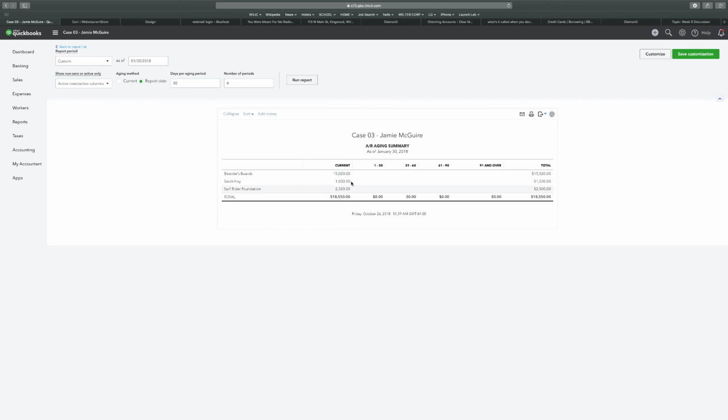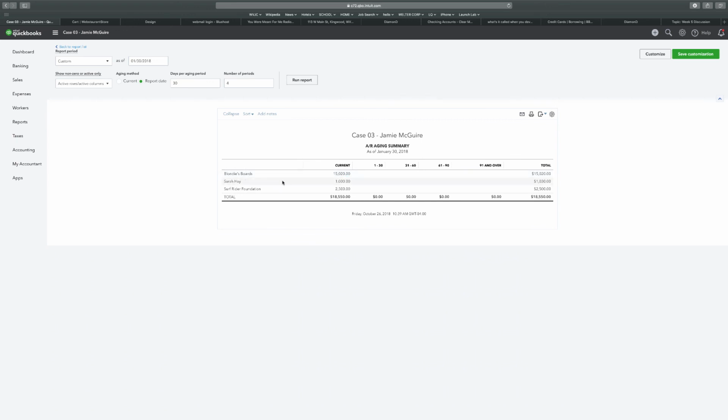So it says current, and then it says 1 to 30. So this means 1 day to 30 days past due. So this transaction could have happened a month ago, but because their terms are net 30, it won't show up here until it's been out there for 31 days. Then it'll show up here as being 1 day past due. So when it's 60 days outstanding, it'll show up here, even though it's only 31 days past due. So I hope that makes sense.